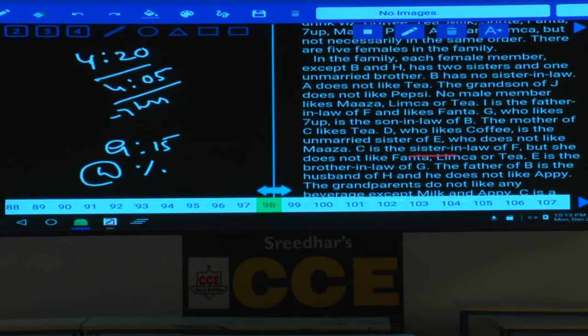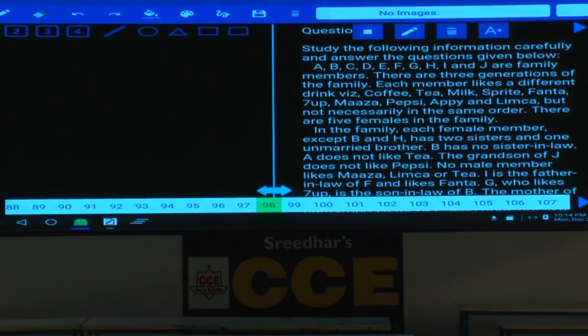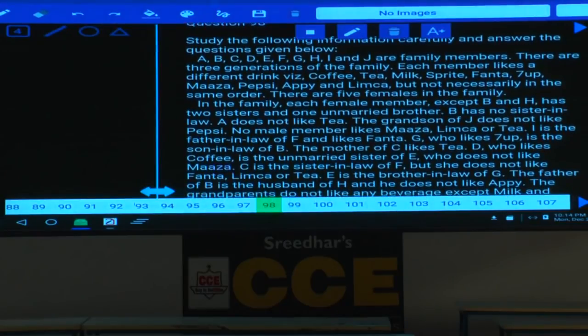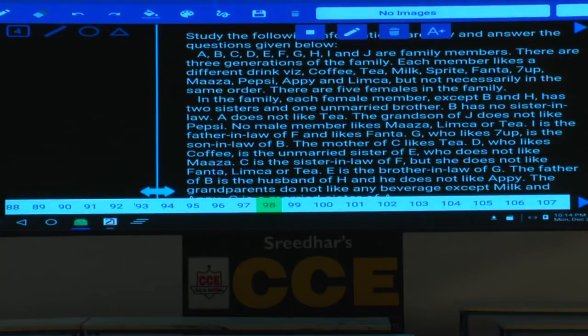Then coming to question number 98 onwards. Now in this 95, how many persons are there? A, B, C, D, E, F, G, H, I and J are the family members. There are 3 generations of the family. There are 3 generations in this one, clearly given.